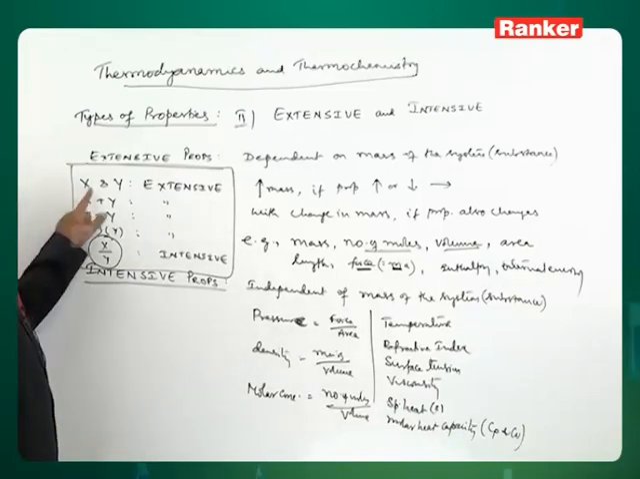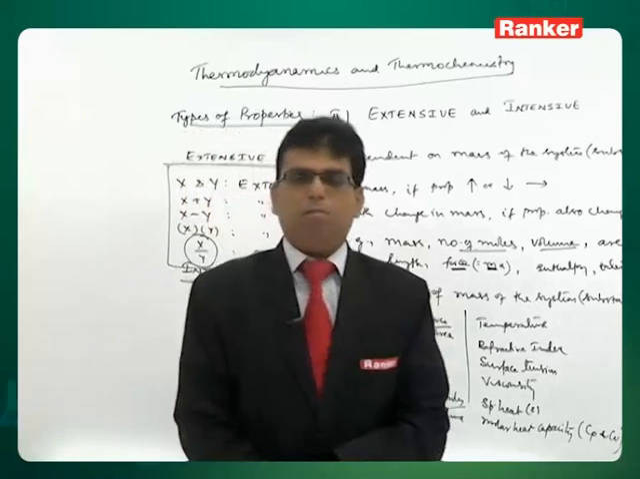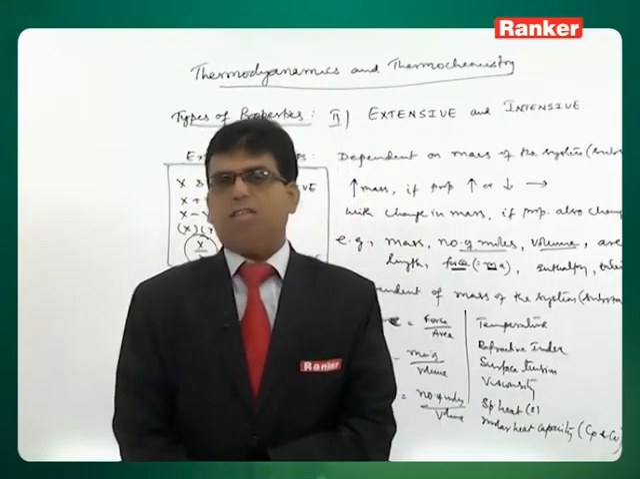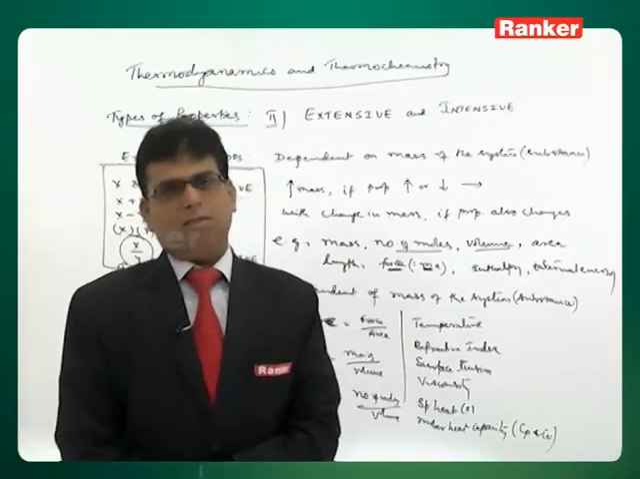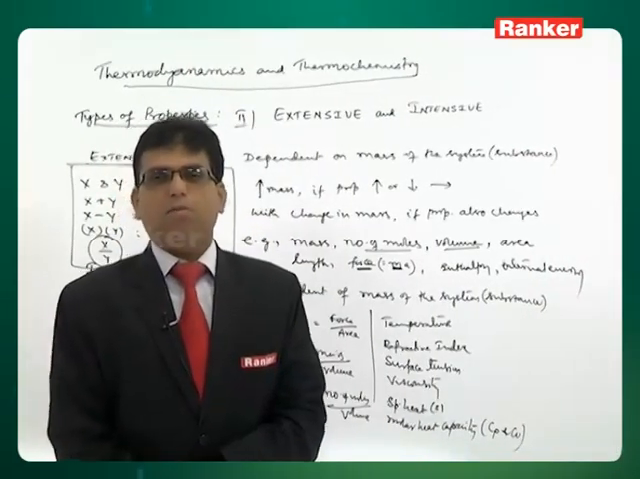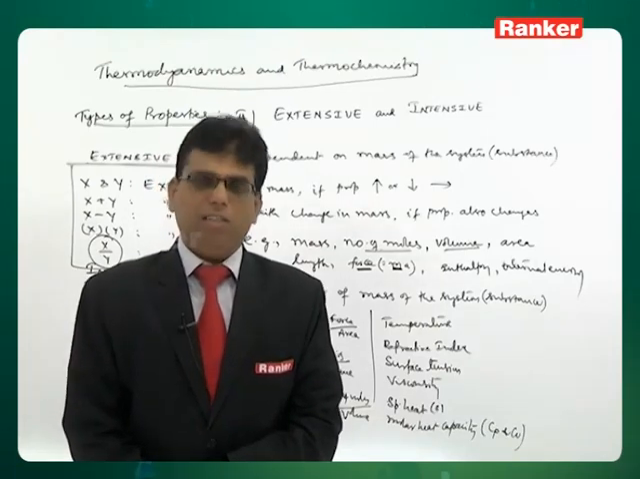So, if x and y are two extensive properties, their addition, their subtraction, their multiplication will again of course give us an extensive property, but their division will always give us an intensive property, as the mass term in both the properties will get cancelled and we get an intensive property.